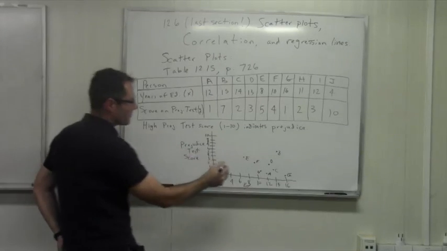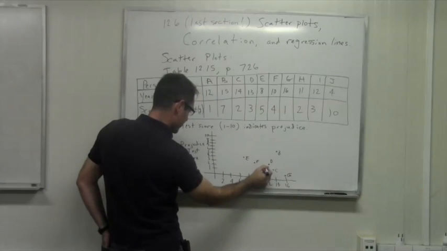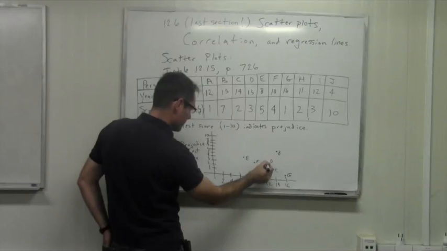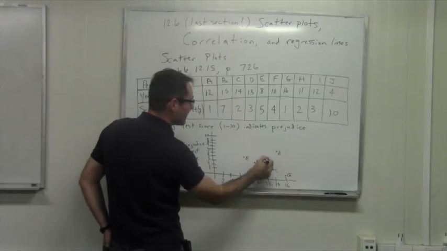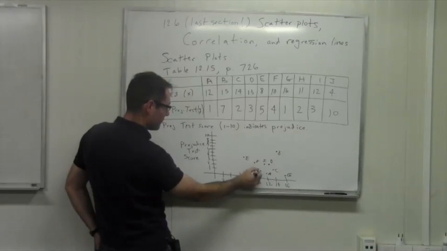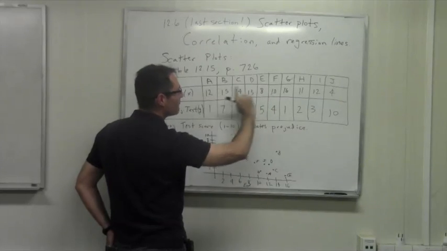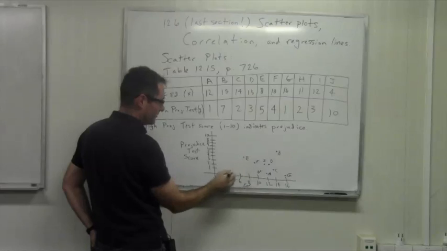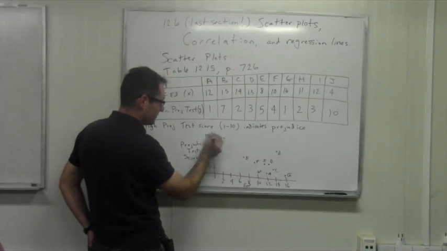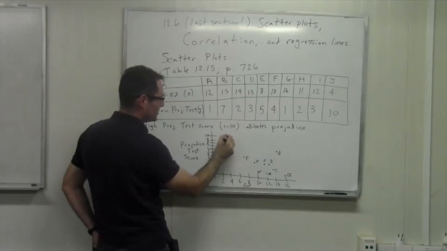And I is 12 and 3. 12 and up to 3 here. That's I. And finally, 10 and 4. Did we have a 10 and 4 already? We did. Oops, sorry. 4 years of education, 10 on the score. 4 and 10. There we go. And that was J.